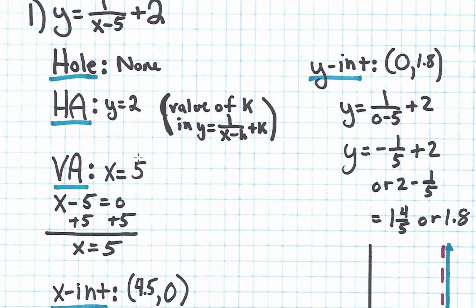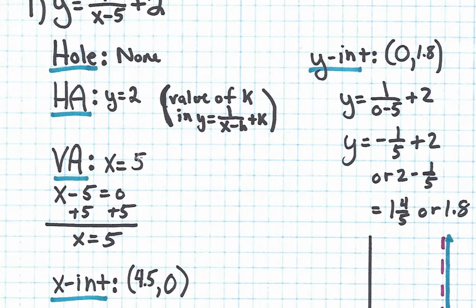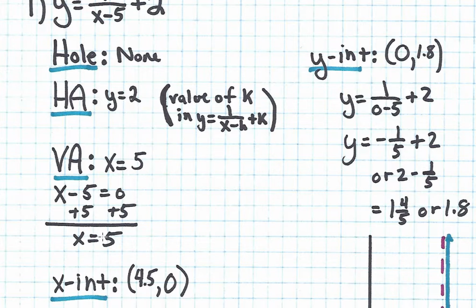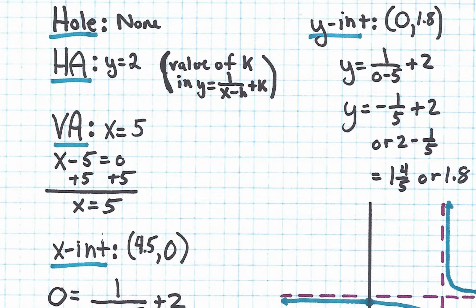The second thing after the horizontal asymptote we need to look at is the vertical asymptote. That is based off of whatever would make the denominator equal to 0. So in this particular case, it would be x equals 5. So we're going to have an imaginary vertical line at x equals 5 where our function does not touch. Okay. Then we've got x-intercepts and y-intercepts.